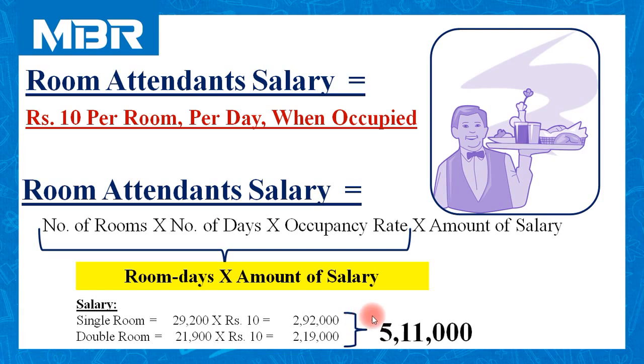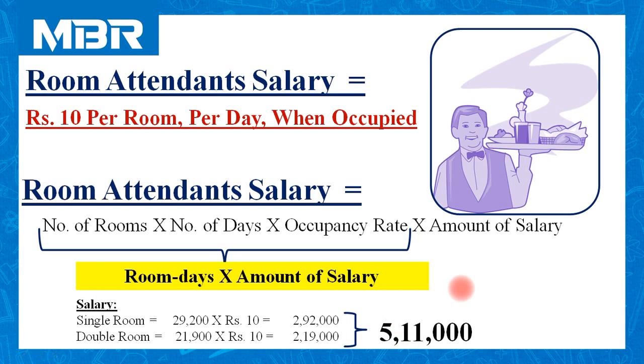It means the hotel has paid rupees 5,11,000 in all to the room attendant. I hope all of you are clear for the calculation of room attendant's salary. This is one of the most important calculation from this chapter.